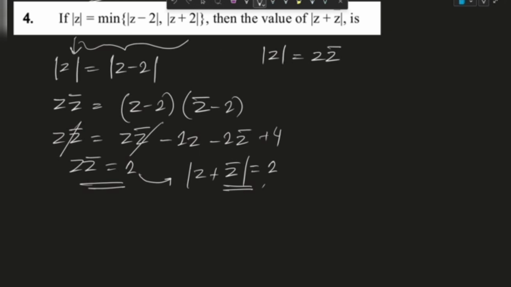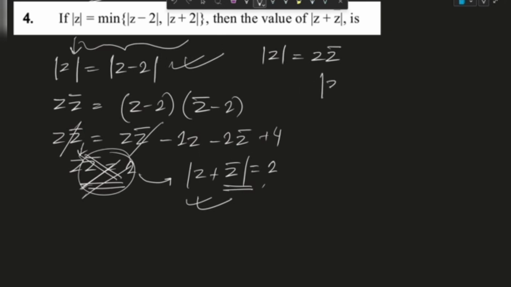Or from here we can say that mod z plus z conjugate is 2. Basically, okay, just a small mistake. I actually wrote z plus z conjugate whole mod and then this. I'm sorry, you can ignore this part. This is what we can derive from here. This is mod z plus z conjugate equal to 2. So now we have checked with mod of z minus 2.